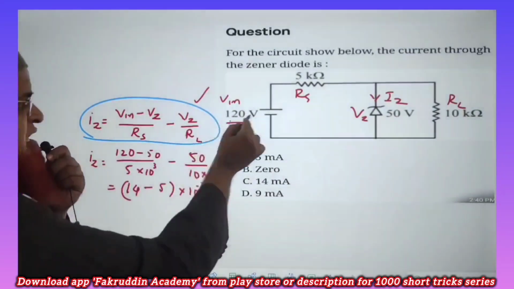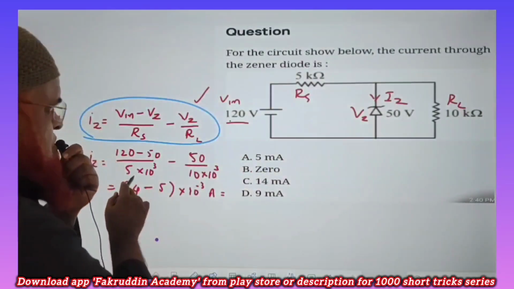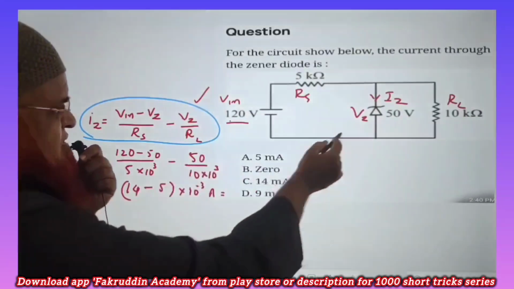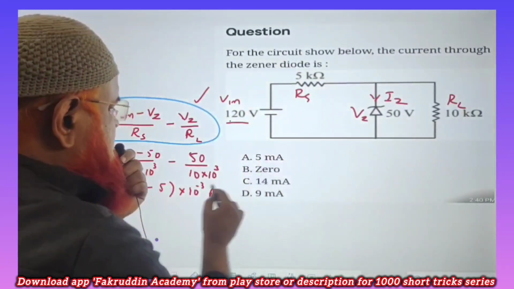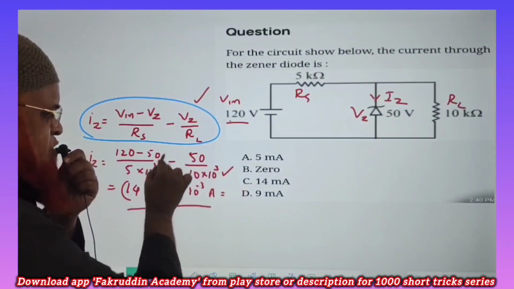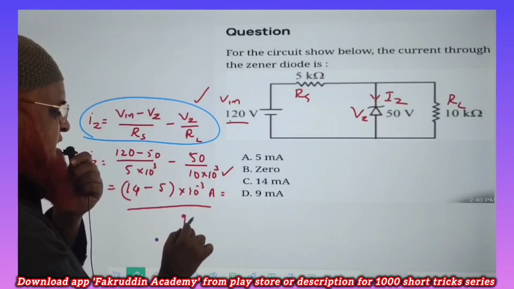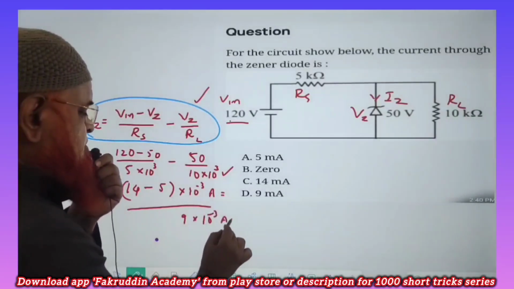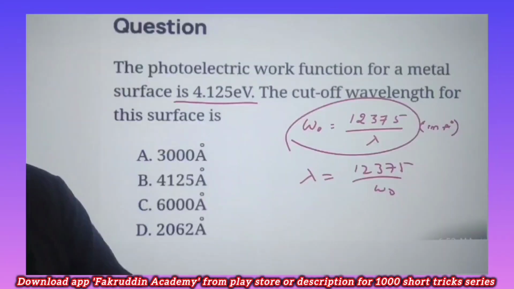Okay, so Vin is 120, Vz is 15, Rs is this one, 5 kilo ohms. So 5 into 10 power 3, and this is 50 again, Vz is 50, divided by RL is 10 K, means 10 power 3. So if you simplify this one, take this 10 power 3 to the numerator, 10 power minus 3, it becomes 14 minus 5, that is 9 into 10 power minus 3 amperes, which is nothing but 9 milliamperes. This is going to be your answer.